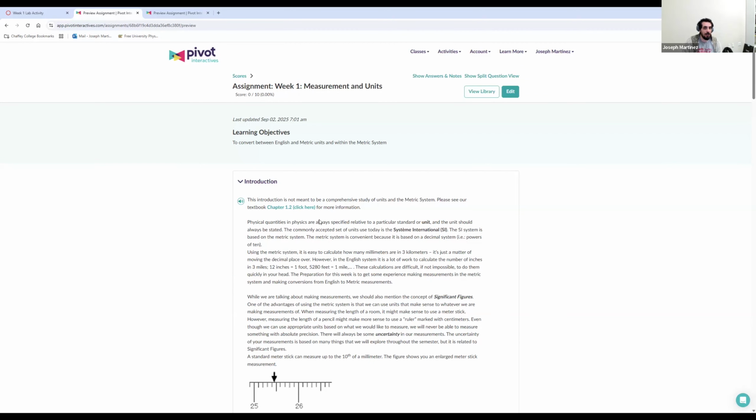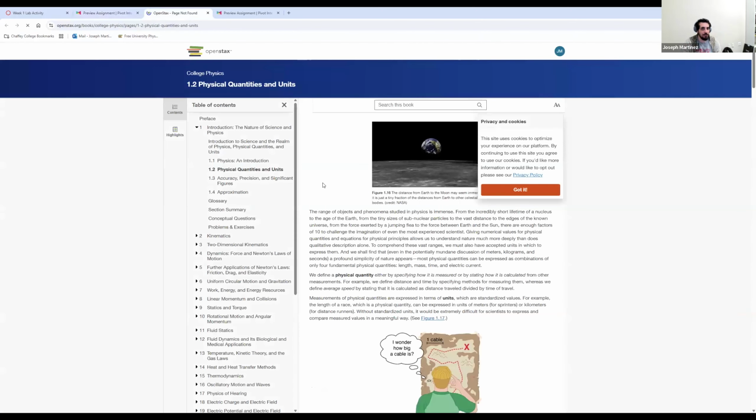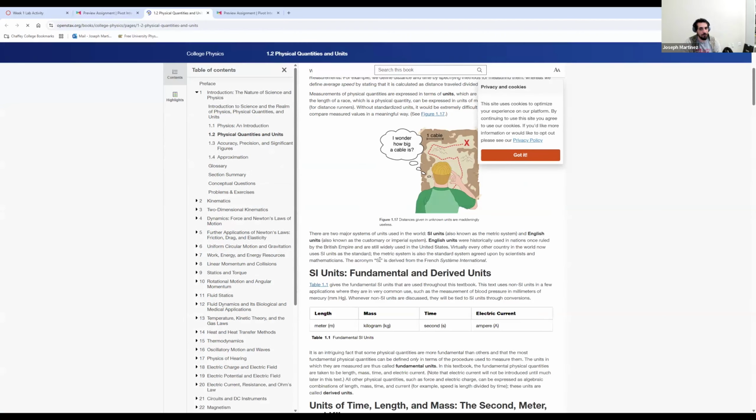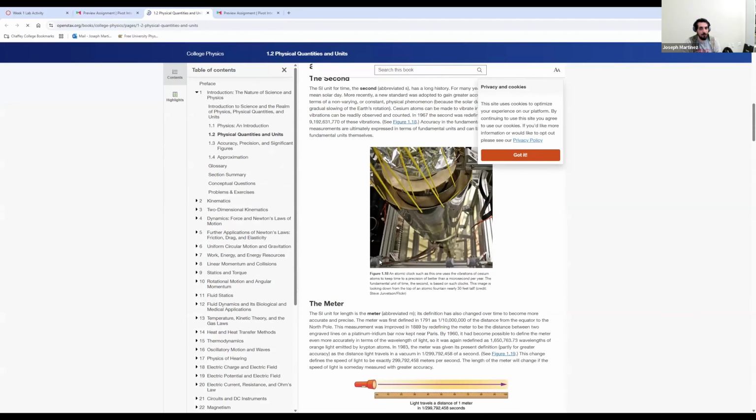But we have here our first activity, and the way the activities are set up in Pivot are actually pretty nice, I think. What I've done for you is given you a nice introduction section, including a link to a textbook I often use for students. This is OpenStax. This one's a little bit more advanced, but it goes through a lot of the information, more information than you'll need to know.